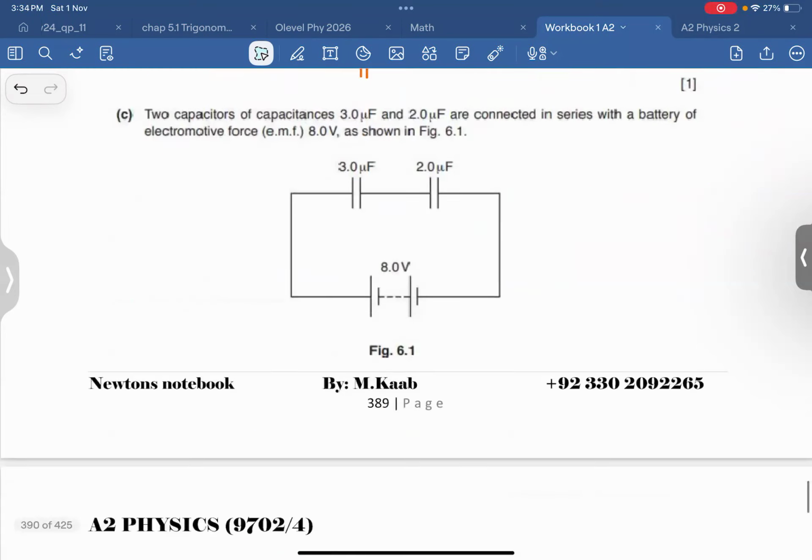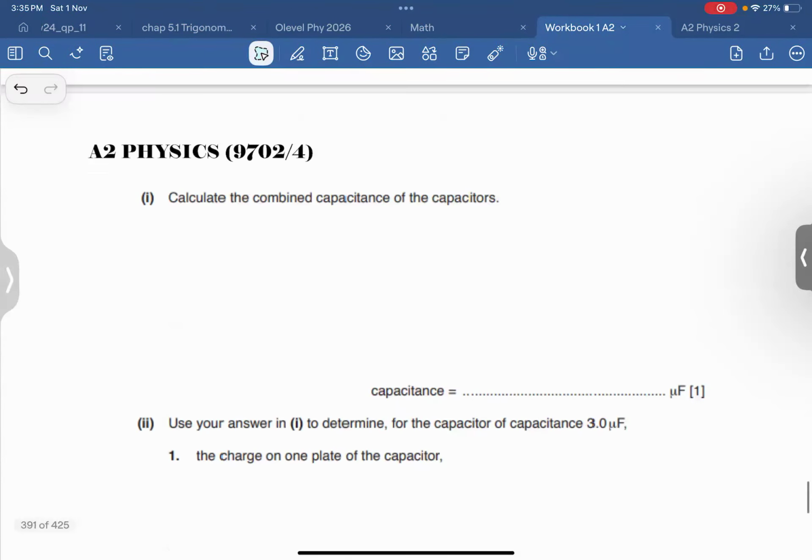Now, yes, Ibrahim, can you please read? Two capacitors of capacitances 3.0 microfarad and 2.0 microfarad are connected in series with a battery of electromotive force 8.0 volts as shown in figure 6.1. Calculate the combined capacitance of the capacitors.